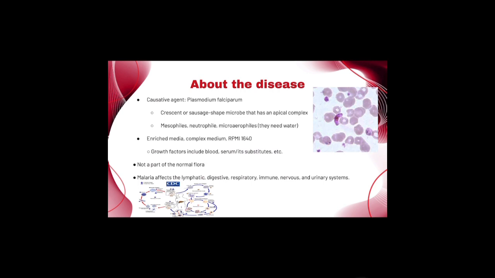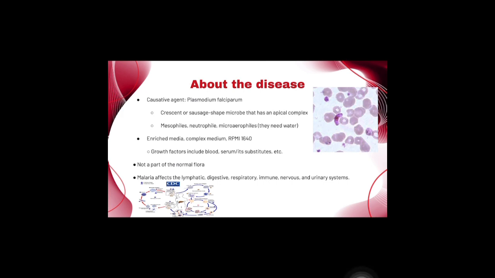The microbe itself is a crescent or sausage-shaped microbe, which you can see in this image right here in the top right corner. And they are neutrophiles as well as microaerophiles, meaning that they multiply best at a neutral pH and can only survive with low concentrations of oxygen. Lastly, they are also mesophiles, meaning that they grow best in moderate temperatures that are neither too hot nor too cold, and their optimum growth temperature varies from 20 degrees Celsius to 45 degrees Celsius. So it is not surprising that they infect humans whose body temperatures are 37 degrees Celsius typically.